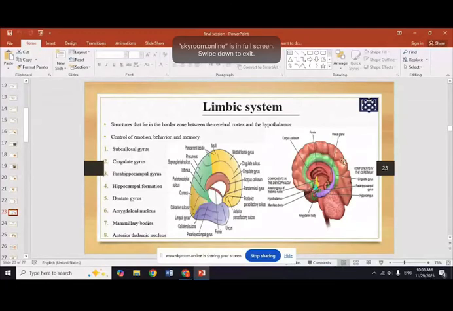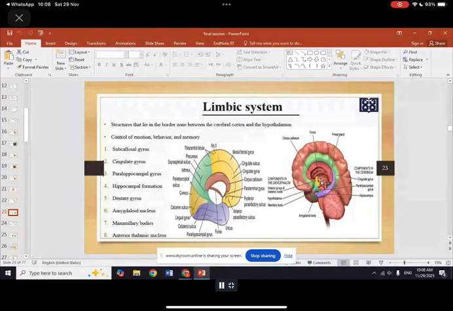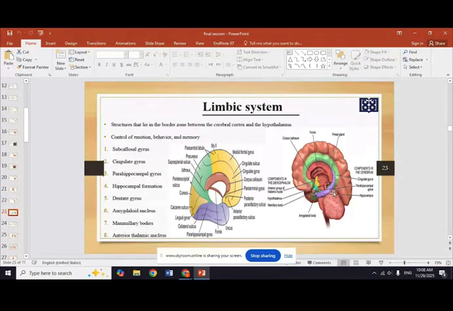Between the cerebrum at this part and the diencephalon in this part, and the main part of the diencephalon is the hypothalamus. So all of the curved structures that you are seeing in green color and in blue color, we call them the limbic system. I told you between my speeches that the limbic system works in controlling emotion, behavior, and also memory. It has several parts.